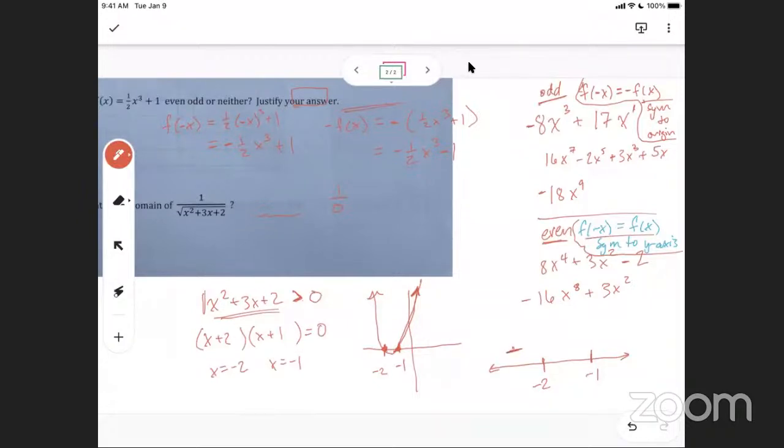Yeah. So you can see that that's going to be positive, that's going to be negative, and that's going to be positive to the right. To the left of the -2 is positive. In between -2 and -1 is going to be negative, and to the right it's going to be positive.